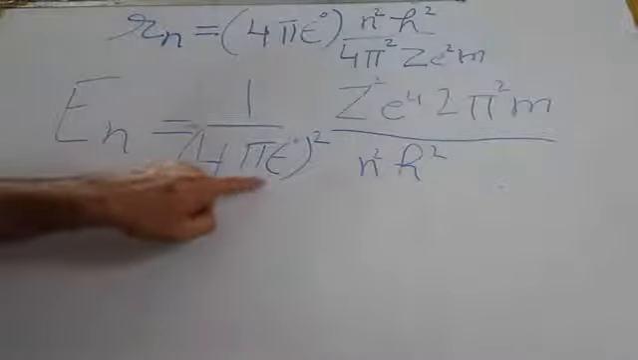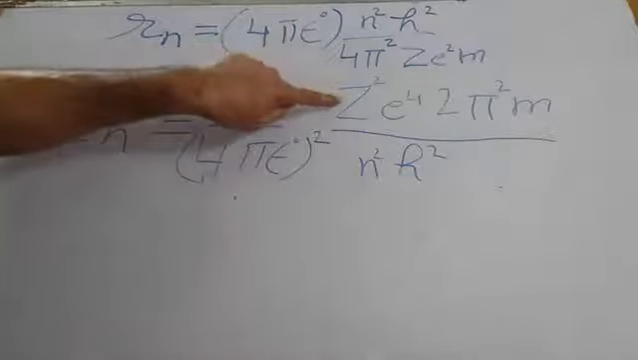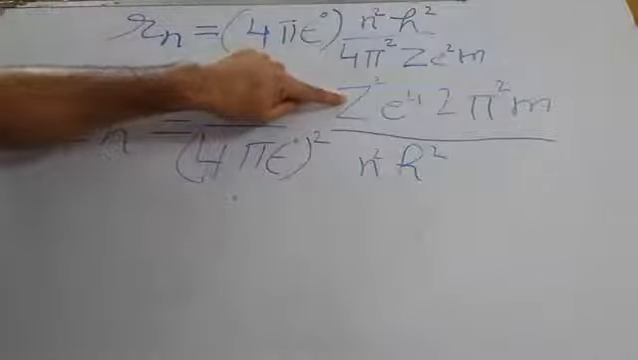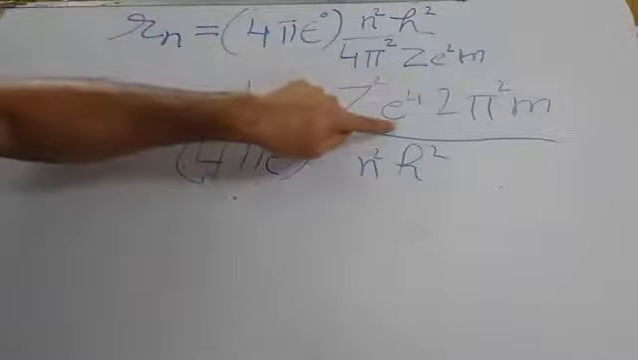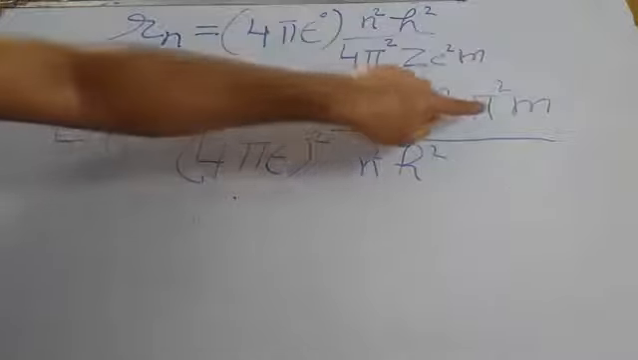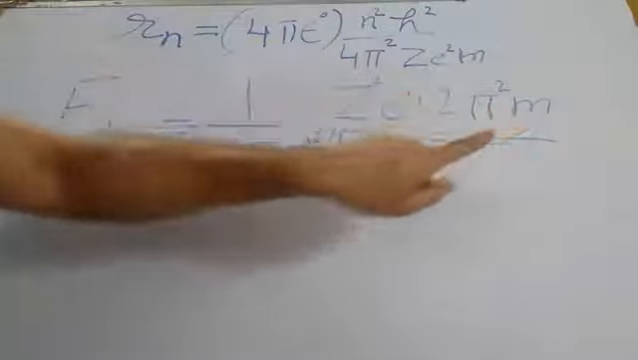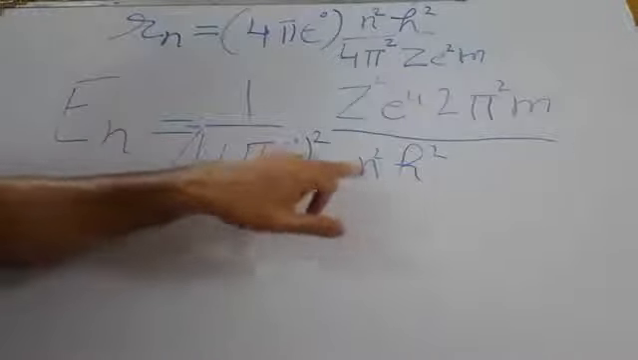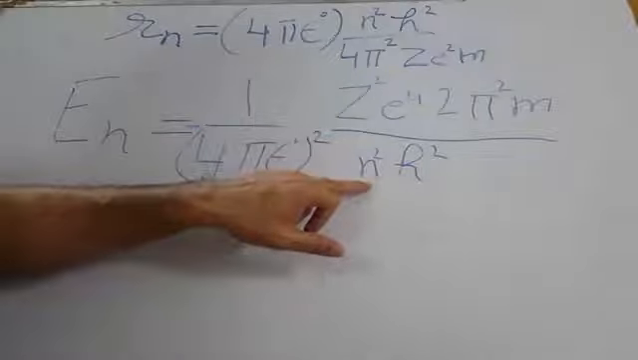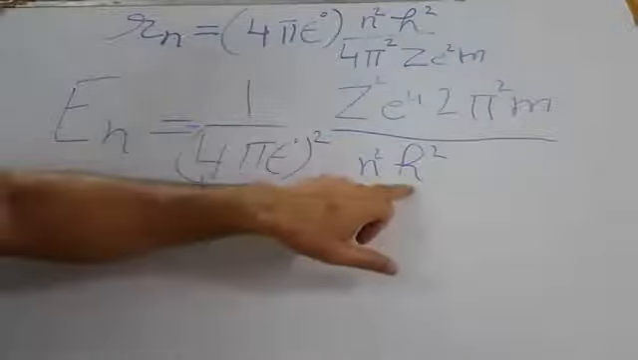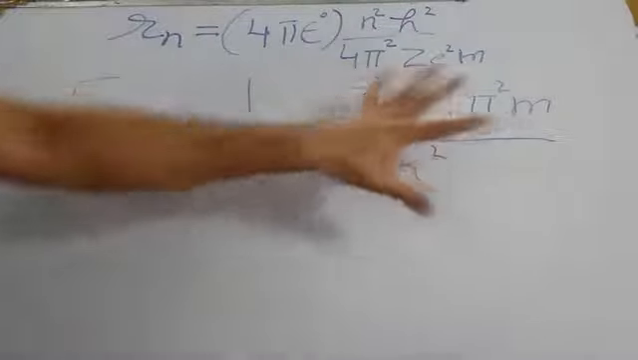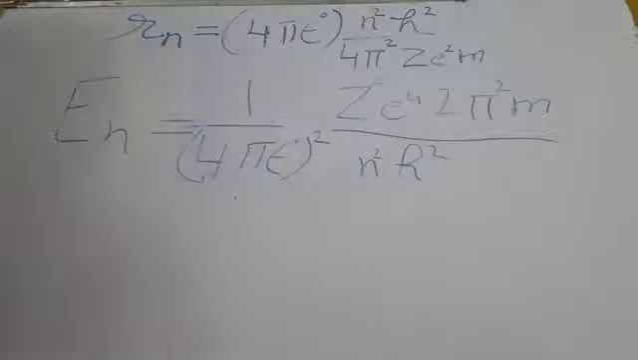We know the value of 4 pi epsilon 0. We know the value of Z, the atomic number of the atom, and e, the charge on one electron or proton. We know the value of pi, we know the mass of the electron, and here we know the orbit number for which we have to find the energy, and h is Planck's constant. Therefore, we find this out.